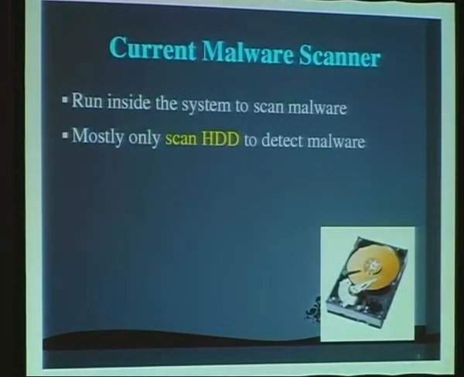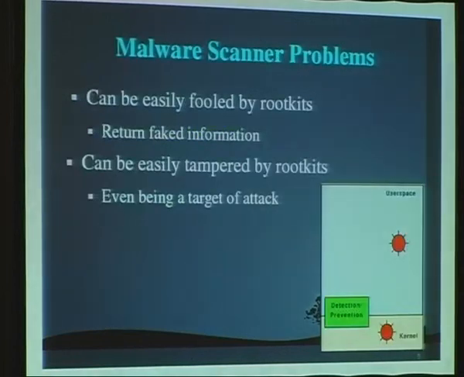Okay, so to detect a rootkit, what to do? Of course, usually you run some malware scanner to detect the malware in your system. So the idea is that to detect the malware inside your system, you run the malware scanner inside the system. And remember that mostly the current malware scanners only scan the hard disk to detect malware. So yeah, you can see that there are many problems with the current malware scanners.